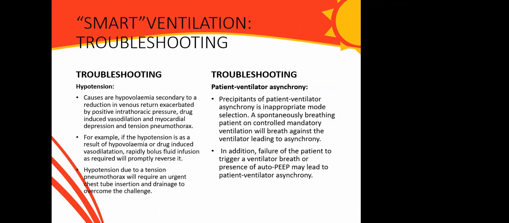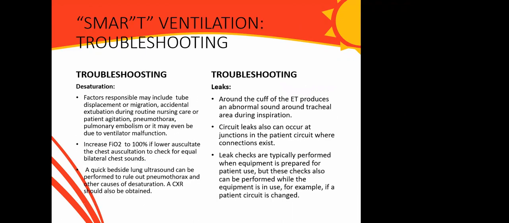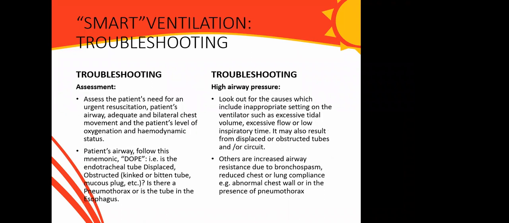You need to troubleshoot. It's important for you to know how to troubleshoot your ventilator. In troubleshooting your ventilator, you want to first of all assess the patient's need for resuscitation. Does this patient require resuscitation? If there's a problem with a patient who is being ventilated, either from the patient parameters or from your monitors, you want to first of all do an assessment. Does this patient require urgent resuscitation, fluid, or whatever it is? Do you want to assess the patient's airway?